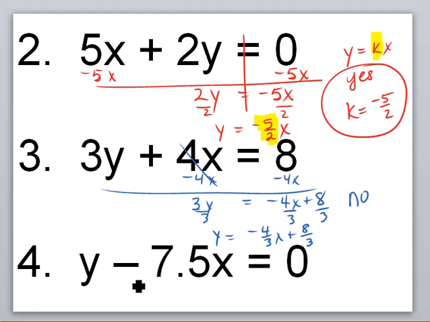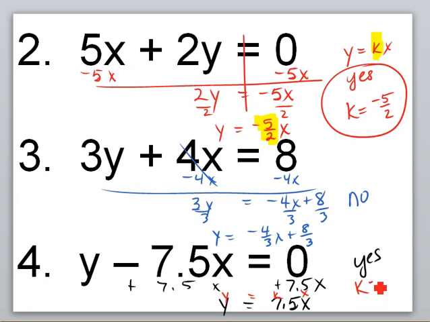The last one, we're going to go ahead and solve for y, so we'd add 7.5x to both sides. So we end up getting y equals 7.5x. This is yes to direct variation. We can actually see that it fits that form y equals k times x. So my k is actually equal to 7.5.